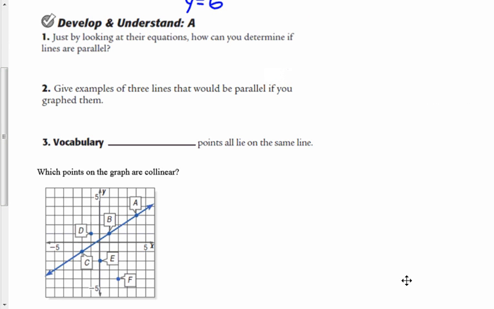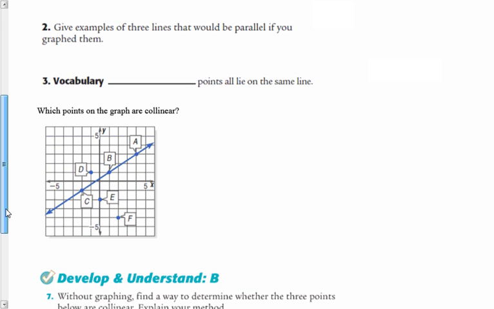Okay, first of all, to do this next problem, we have to define something. And our definition is points that all lie on the same line. They're called collinear points. Okay? And collinear points in this graph are all the ones that are on the same line. So that would be C, B, and A, and they're all collinear. Okay? And what we're going to do is learn how to tell if points are collinear.